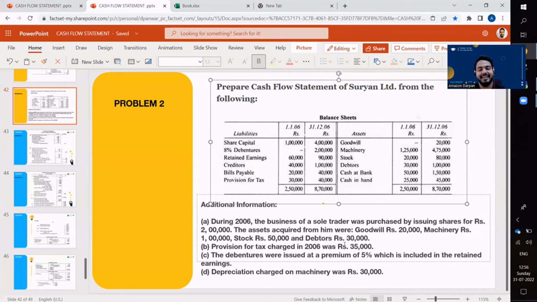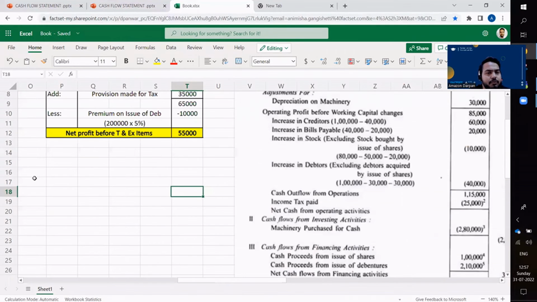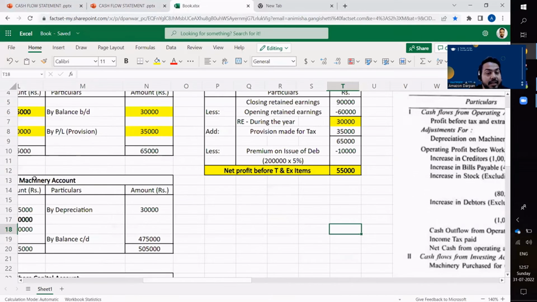So it actually turned out to be a good thing for all of us at the end of the day. Now we are looking at the investing activity figure, and in the solution the direct answer is 2,80,000. You might be confused how this came about. So we have the working note for this as well, and we'll quickly glance through it.